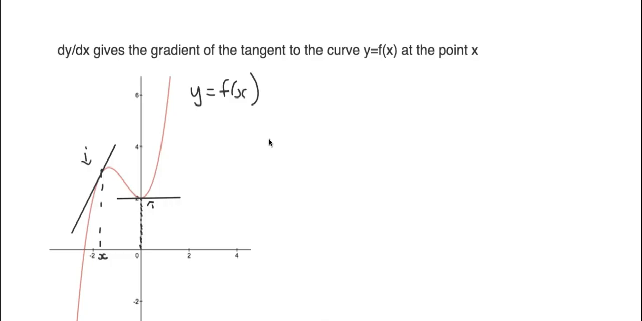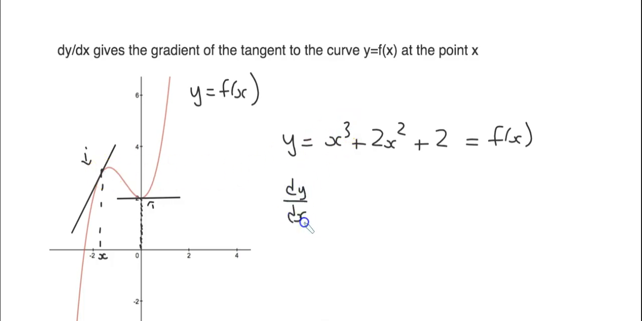So let's look at a specific question to understand this further. Let's say that the equation of this curve that we drew was y is equal to x cubed plus 2x squared plus 2. That's like our f of x. And we want to work out the gradient specifically of this tangent here. Well, we know that dy dx gives us the gradient of the tangent. So let's work out dy dx. That's going to be 3x squared plus 4x. You remember that when you differentiate 2, it goes to 0.